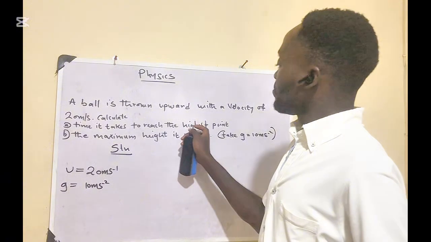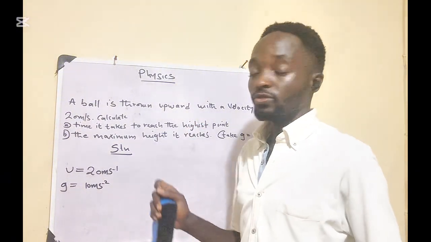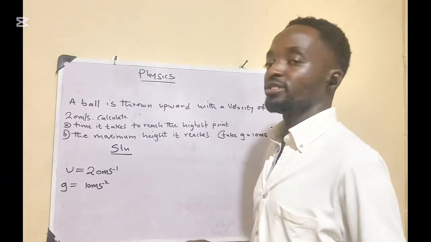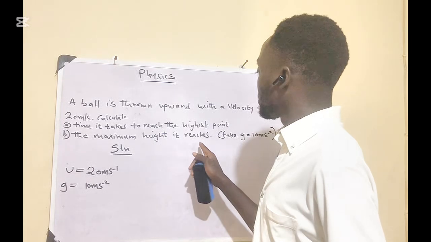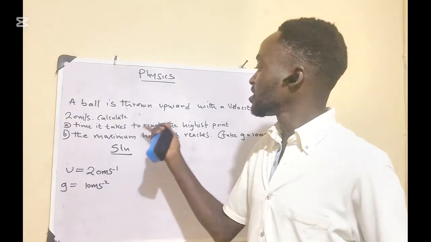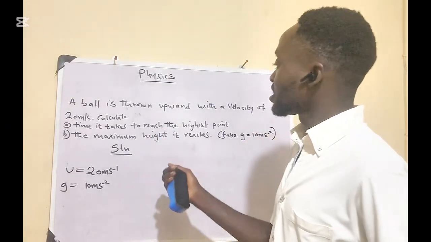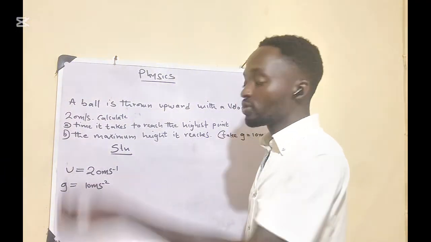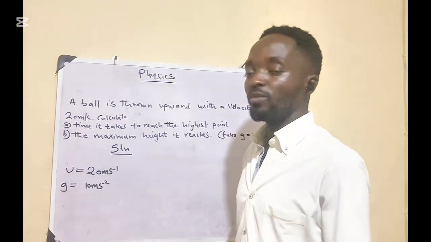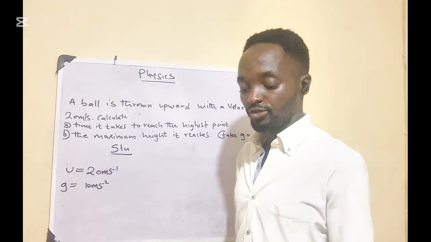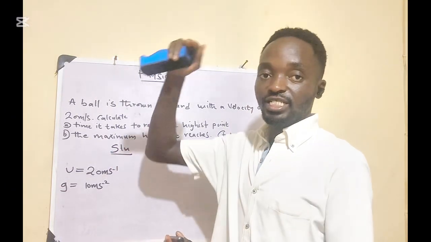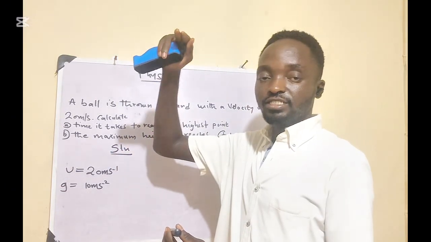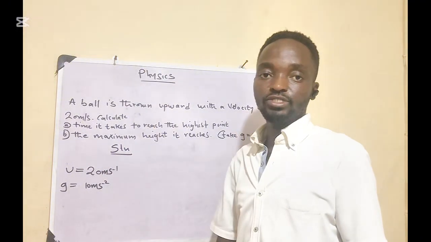Another thing that we have not been given here, but we should be able to know, is the final velocity. Now the final velocity, how do we get it? We have to know what is happening in the question. The question says that a ball is thrown upward. So it's a ball that has been carried and thrown upward. When you throw a ball upward, anytime you throw something up, it's going to reach a certain height. Then at that height, it will start to fall back to the ground.